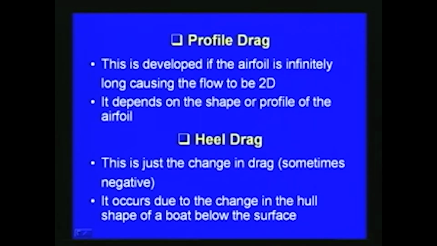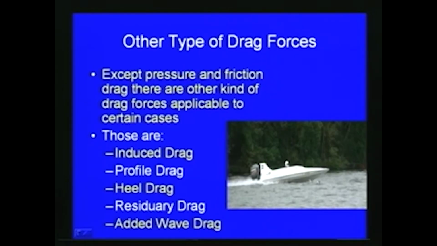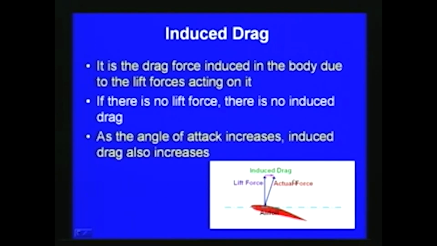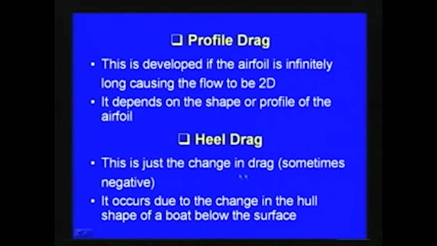And then the third kind of drag here is called the heel drag. This heel drag is due to a change in drag, sometimes negative. It occurs due to the change in the hull shape of a boat below the surface. We have seen this boat movement here. Depending upon the hull shape of the boat, there is a possibility of a change in the drag effect, and this occurs due to the shape you give the boat below the surface, and how it is moving. That is called the heel drag.